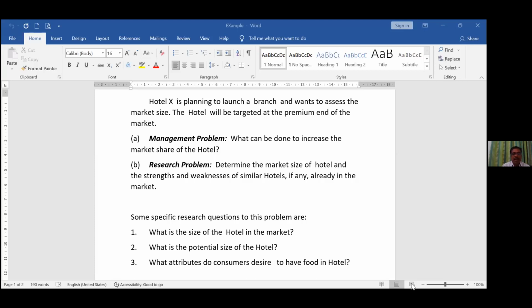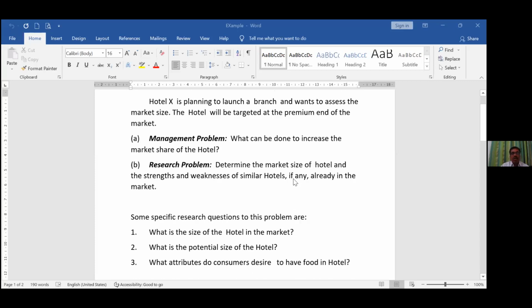Let's take what is the research problem? The management problem can be converted into the research problem. Determine the market size of the hotel and identify the strengths and weaknesses of similar hotels, if any, already in the market. This is said to be the research problem.